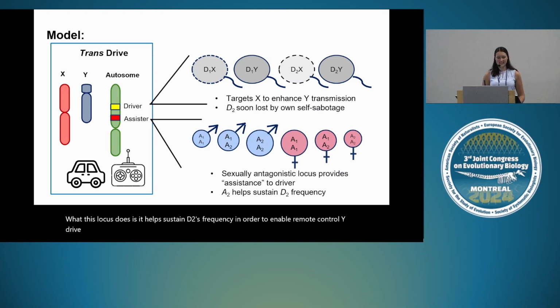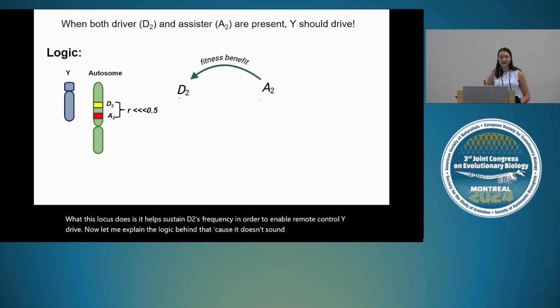Now, let me explain the logic behind that because it doesn't sound all that simple. Let's imagine we have an autosome with two closely linked alleles, A2 and D2. These two alleles are in a kind of synergistic relationship. A2, when it's in males, experiences high fitness, so when it's linked to D2, it provides a fitness benefit to D2.